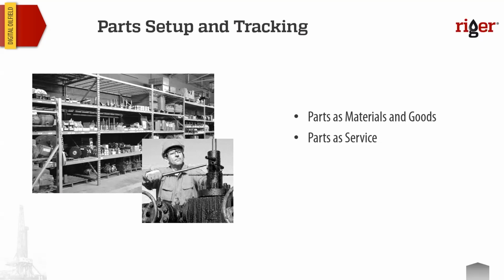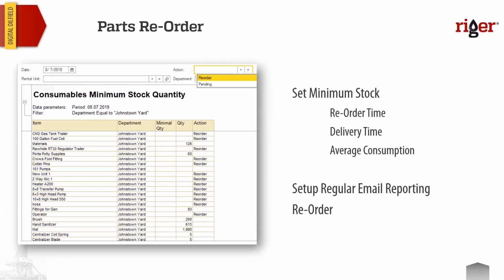So consider this option to use the service for parts if you need to do it pretty frequently. And again, as I said previously, you can use the consumables minimum stock quantity report to see how many you need to reorder.